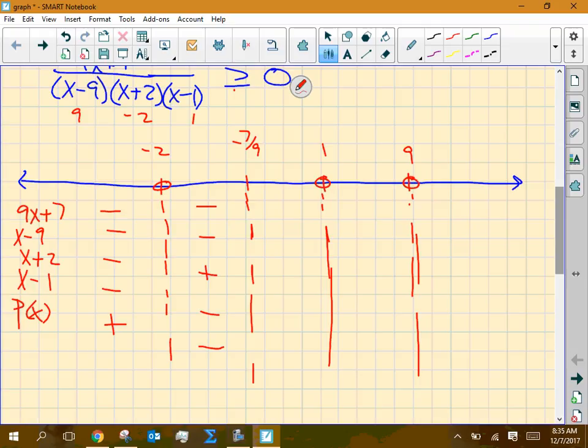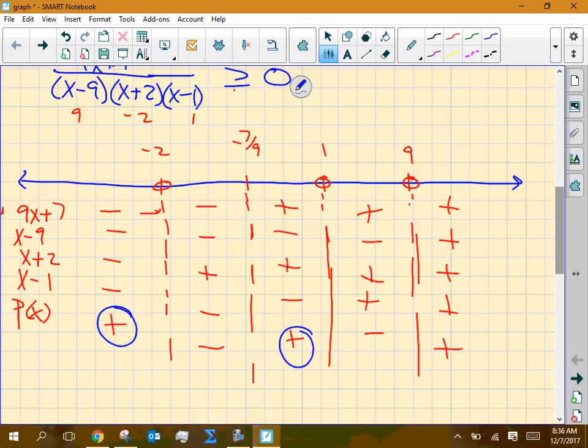There's zero in this interval, so I'll choose 0. So it gives me positive there, negative there, positive, negative, so I've got two negatives, my total is positive. Between 1 and 9, choose something like maybe 5: positive, negative, positive, and then another positive, so an odd number of negatives, my total is negative. And then beyond 10, just think about this, everything beyond 10, aren't all these going to be positive? And then the task is to find things that are greater than or equal to 0. So that one, and that one.